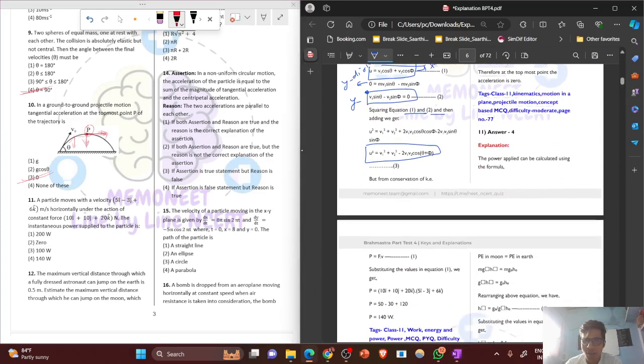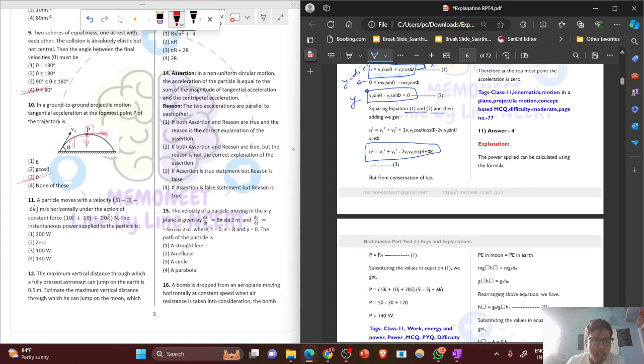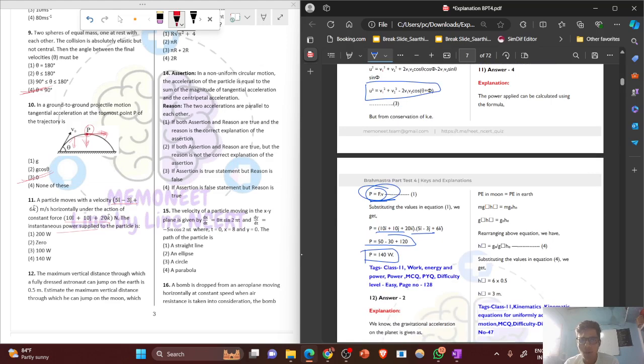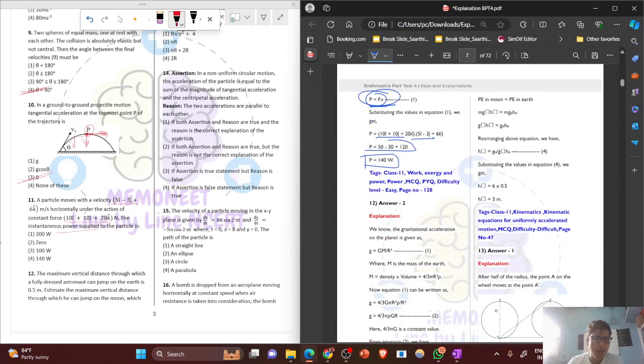Now moving ahead to the next question. A particle moves, velocity is given, force is given, instantaneous path. You just need to solve for the dot product of force and velocity. It's a simple question. Power is given by force dot velocity. Just do the dot product and calculate it. You will get the power equals 140 watt. So your correct answer will be 140. Option 4 will be your correct answer. Now moving to the next question.